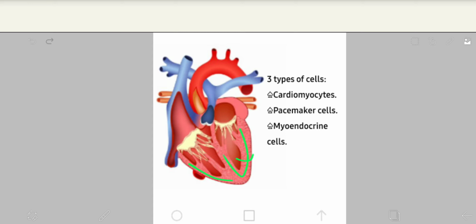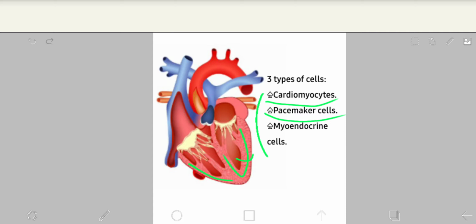And it contains three types of cells. So we have the cardiomyocytes, which are the main cells. So these are the cells that contract. Okay. And then we have the pacemaker cells. So these pacemaker cells are super important because these are the ones that give the automatic feature to the heart.